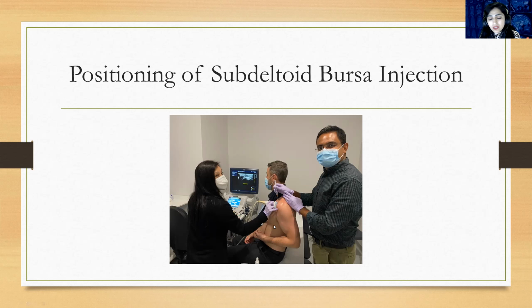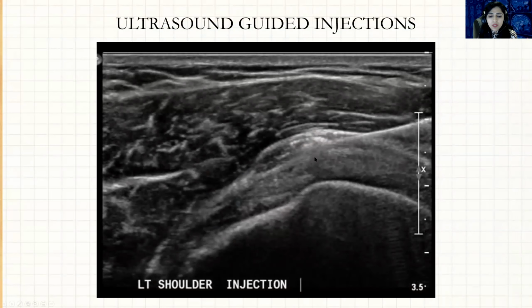So the patient is just sitting on the table, and you are at the back, and what you do is flex the elbow in a supination position, and then extend your shoulder, and your bursa is straight in front of you. I'll show you the picture as well. So this is the picture.